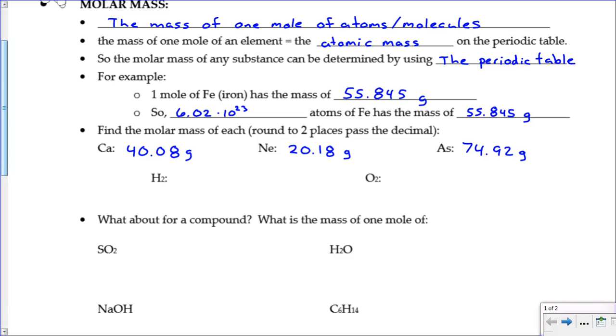Now we get to H2, which is a little bit different because H2 has 2 hydrogens in it. 1 hydrogen has a mass of 1.01 grams. So 2 hydrogens, which is H2, is going to have twice that mass, so it's going to be 2.02 grams. That is the molar mass of H2, which is now a compound instead of an element. O2 is the same logic. Oxygen has a mass of 16.00 grams. If you have O2, which is 2 oxygens, it's going to have a mass of 32.00 grams.